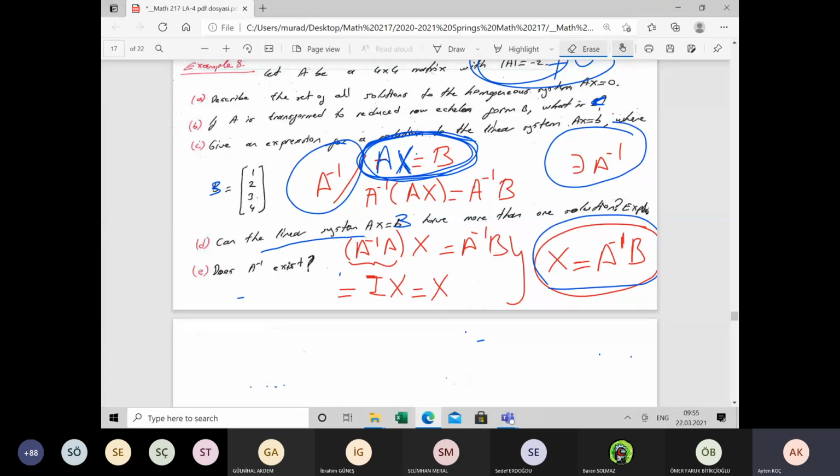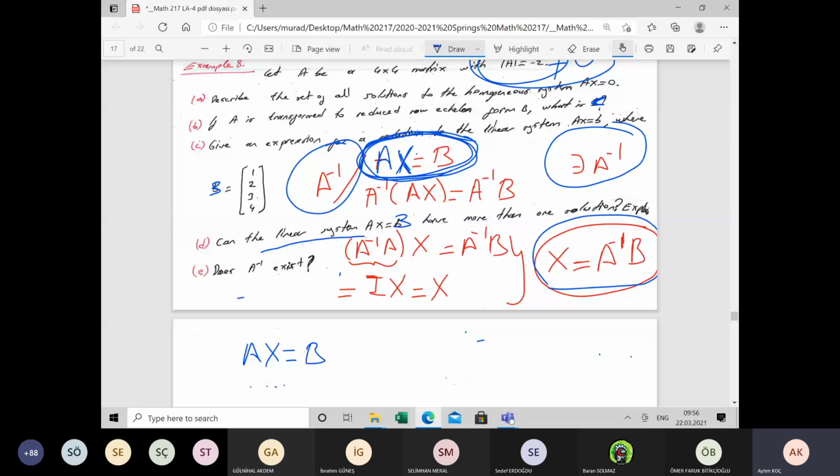More than one solution? Any idea about this answer? Look at these and the system AX = B. Is it possible to get infinitely many solutions of this system? It is not possible. What is the reason? This one has a unique solution.